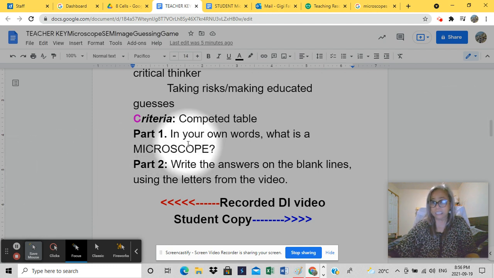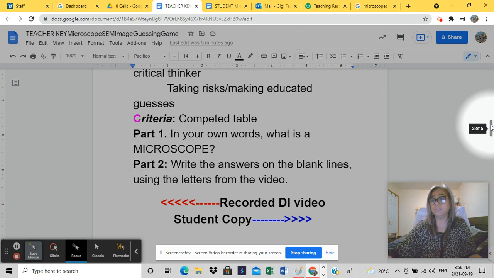So part one is essentially this. In your own words, what is a microscope? And we all know, or we have some background information already about microscopes, right? It's a laboratory tool that we use to observe what? Micro meaning small, very, very small objects or specimens or microorganisms that our eyes cannot see. So that's it. And you can have your own version of explaining what is a microscope.